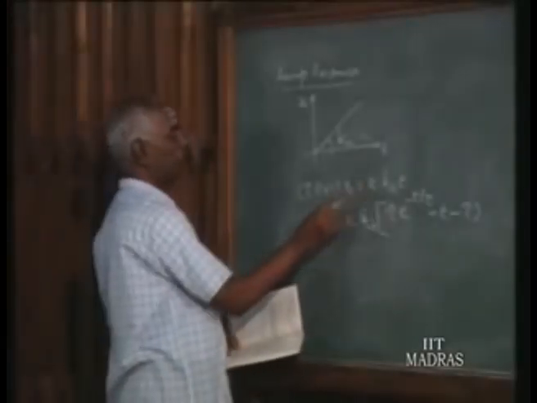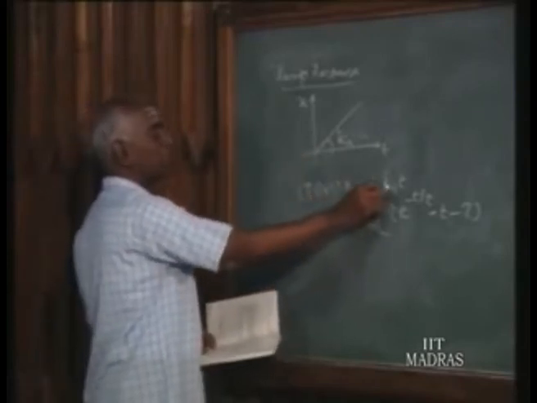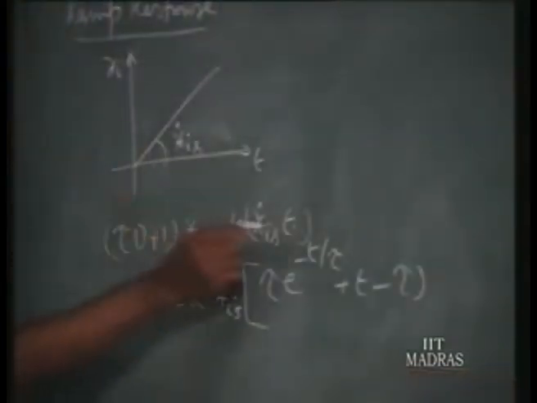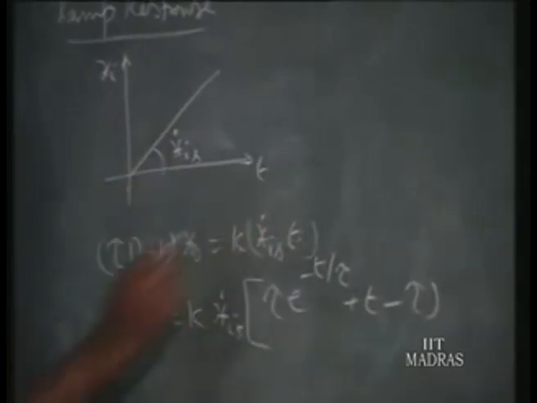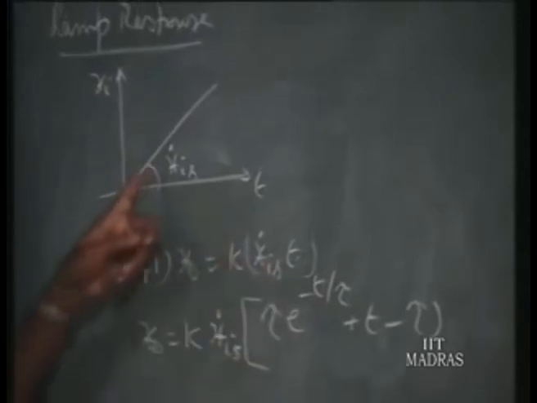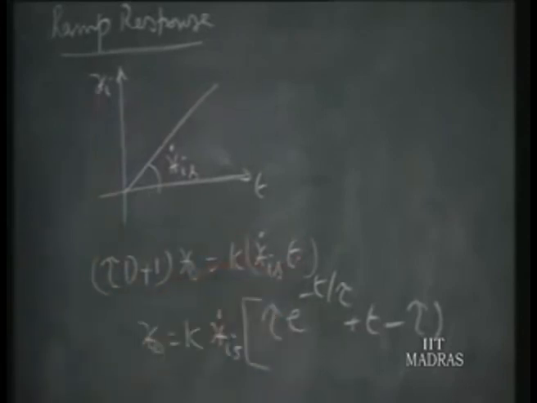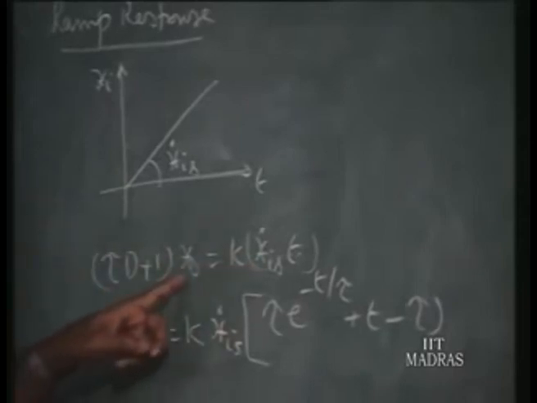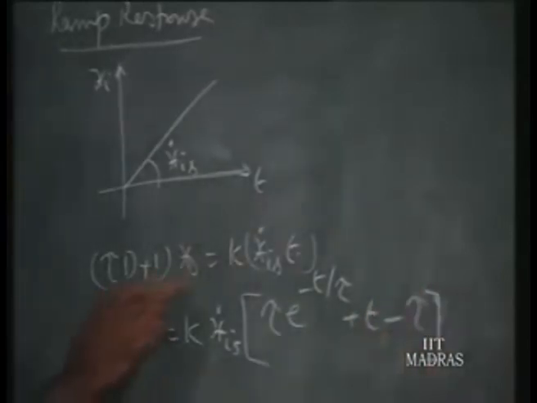Now for this, we go for the equation for the first order system, (tau D plus 1) xo is equal to k times xi. Now xi here is equal to xis dot into t. When t is equal to 0, xi is 0. So proportional to t, the xi is varying. This is a step velocity input, that is, suddenly at the given velocity it is varying with t. Time is in seconds. Now this is again a differential equation. You have to solve it for xo, and you will get the equation for the xo.